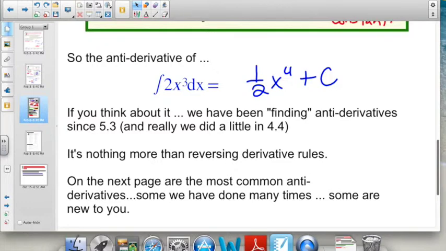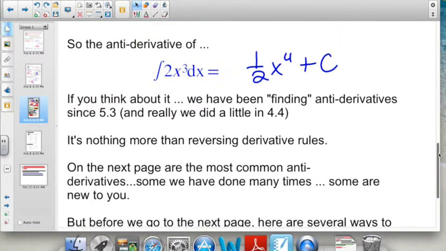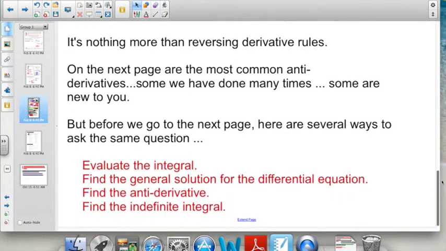So if you think about it, we've been finding antiderivatives, right? Since 5.3. Really, we did a little bit before that, actually. It's nothing more than reversing your derivative rules. You've been doing that. And then we're just going to look at more antiderivatives other than what we've been discussing. Okay, before we go to that page, here are the ways for me to ask this question.